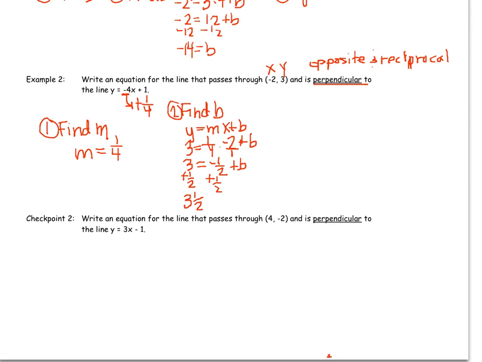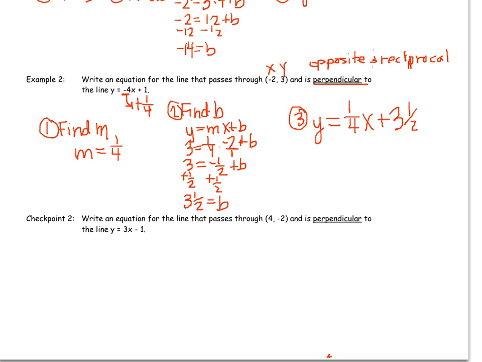3.5 equals b. So my equation here, number 3, that's my final step to write my equation. It's y equals m, which is 1/4, x plus 3.5. And there's my equation, nice and easy. Hopefully you remember this one. Pause it and try checkpoint number 2.